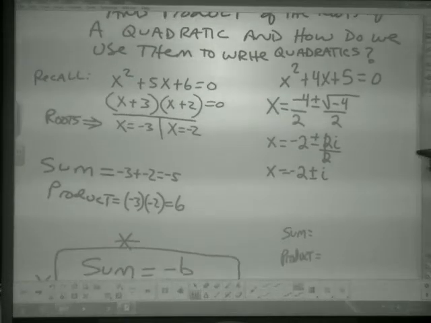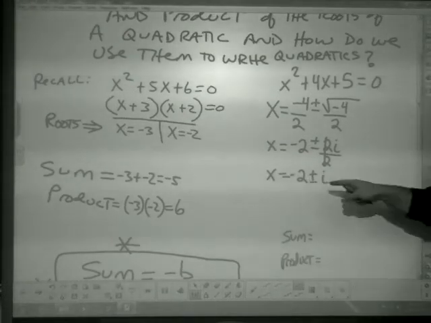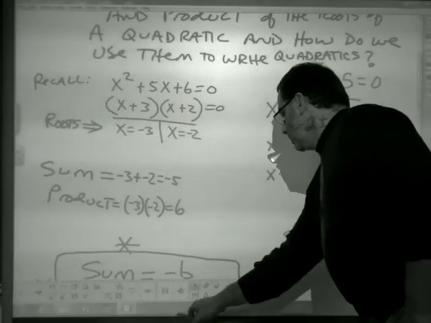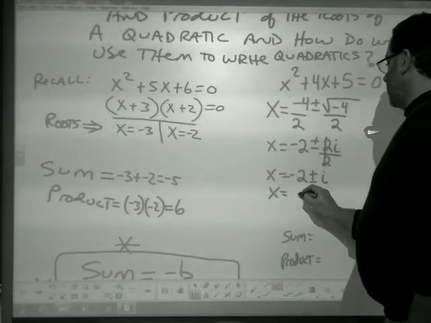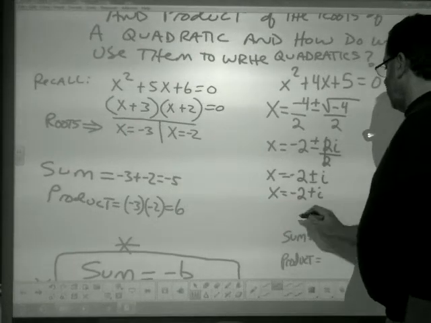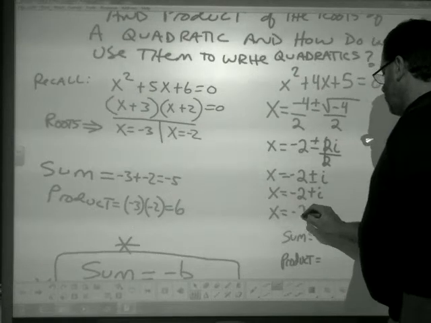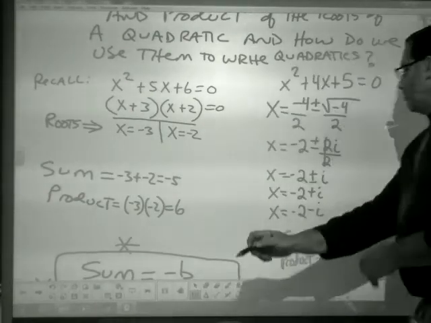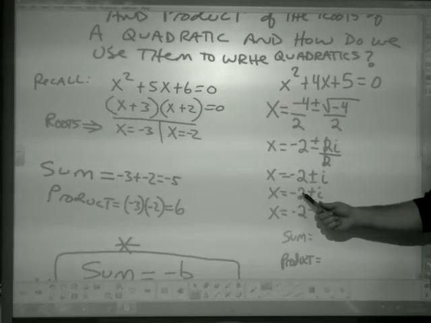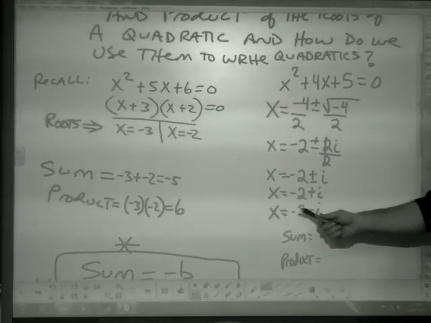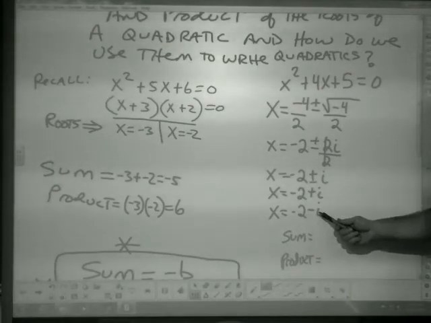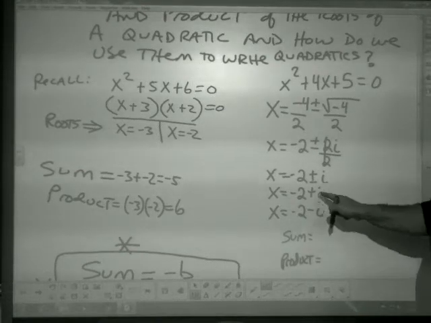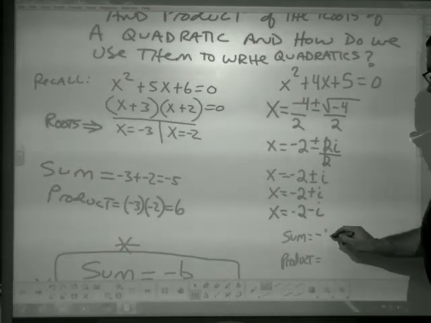Now, if I want to find the sum and product of these, I better write them separately. So I've got x equals -2 plus i, x equals -2 minus i. All right, so let's sum these together. If I took a -2, added i, and another -2 and took away i, the i's would cancel and I would get -4.